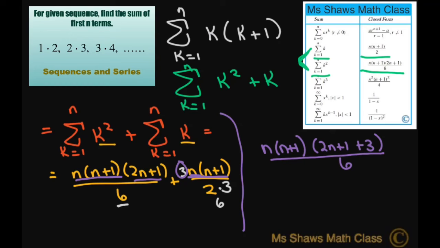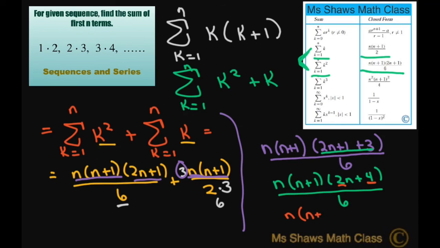All right, so from there, let's add this up. This is going to be n times n plus 1, and this is going to be 2n plus 4 divided by 6. All right. I can factor out a 2 here. So if I factor out a 2, trying to save room here, what's going to happen is I'm going to get n times n plus 1 times n plus 2 divided by 6 times 2.